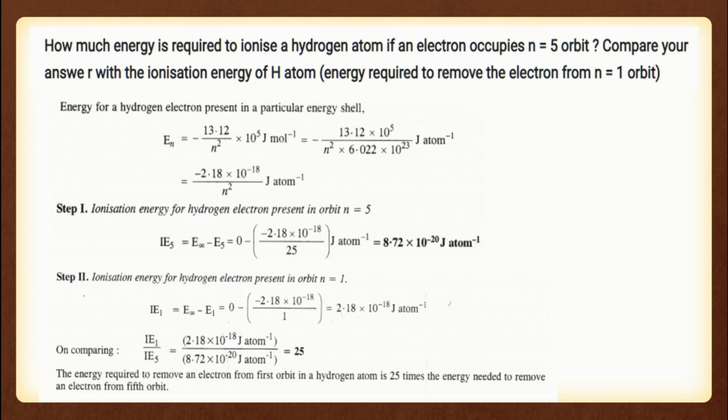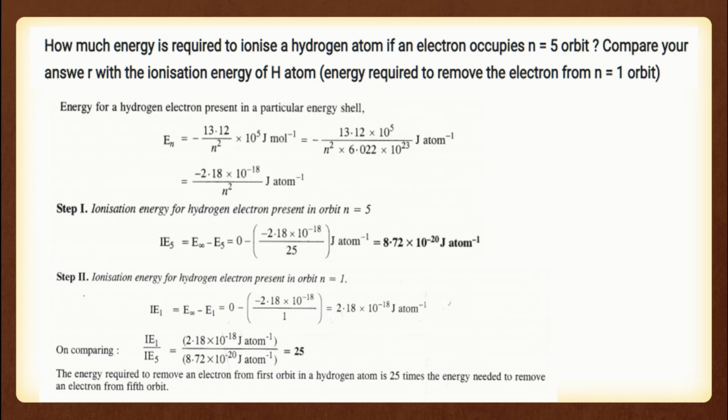Ionization energy for hydrogen electron present in orbit n = 5, which is the ionization energy of fifth orbit, i.e. IE5, is equal to E∞ - E5, which is equal to 0 - (-2.18 × 10^-18) the whole divided by 25 joule per atom, which is equal to 8.72 × 10^-20 joule per atom.